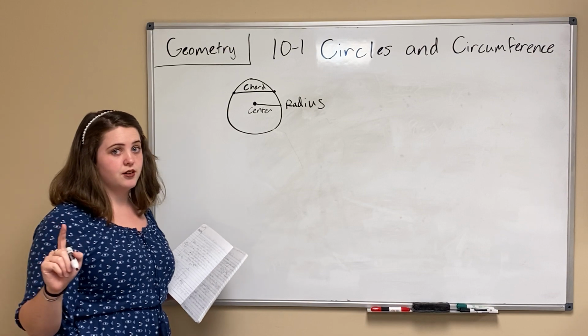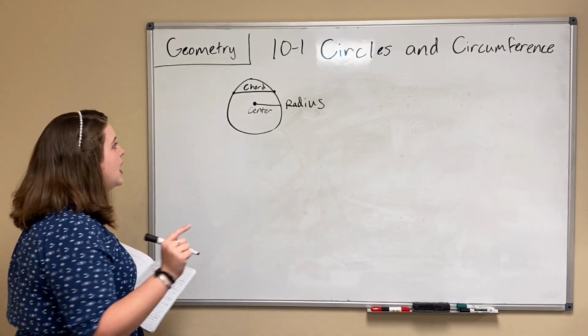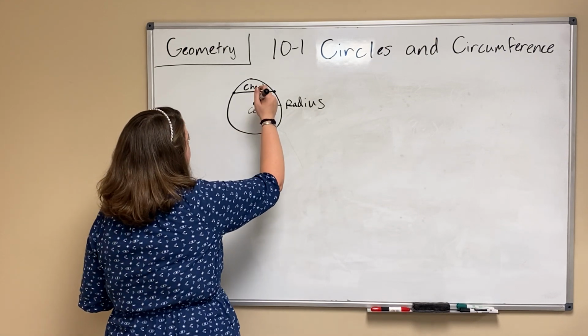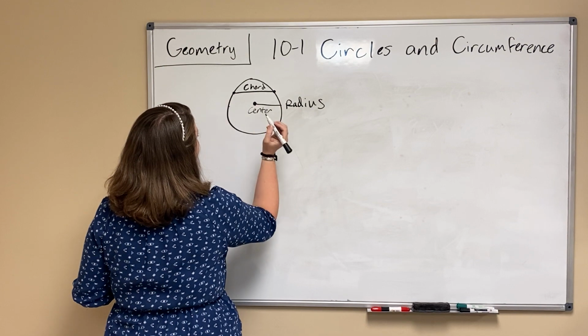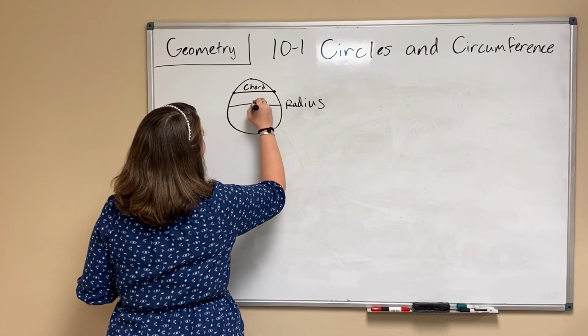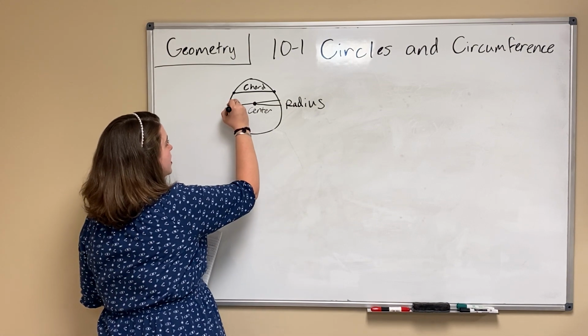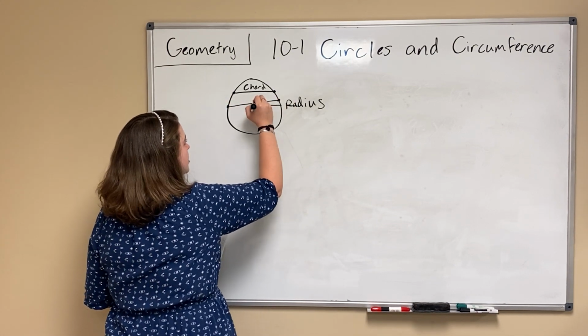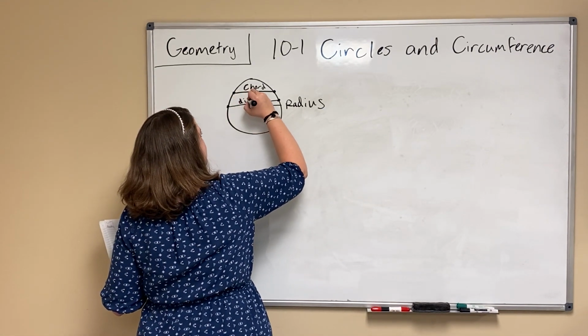A diameter is a chord. It goes from one edge to the other, but it has to go through the center. So a line that goes from one edge to the other edge, passing through the center, is called a diameter.